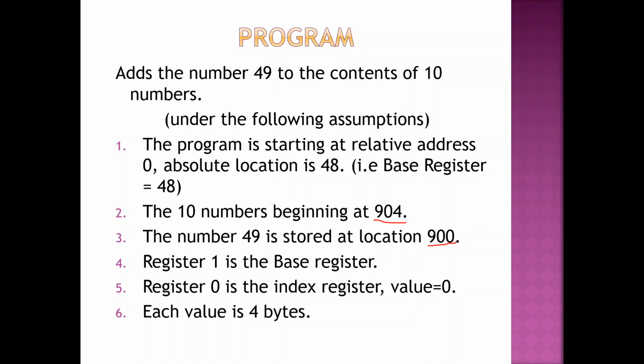So next, what is the assumption? We have 16 registers in IBM 360. There are 16 registers, I have told you. So it is going to start from register 0 to register 15.